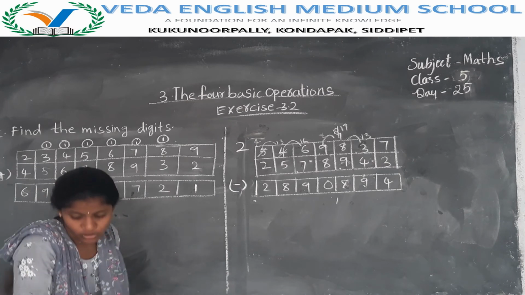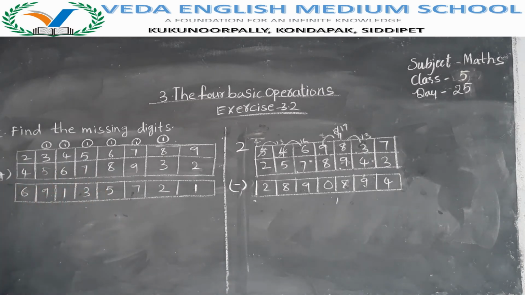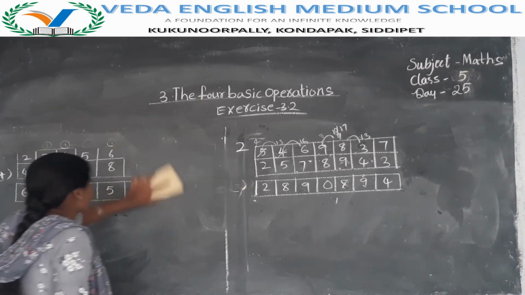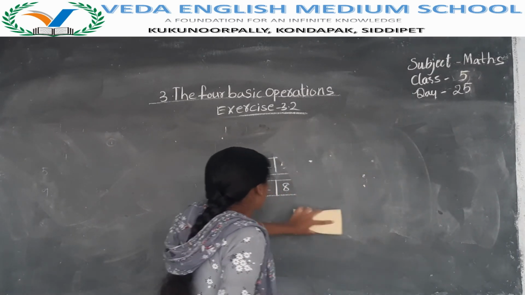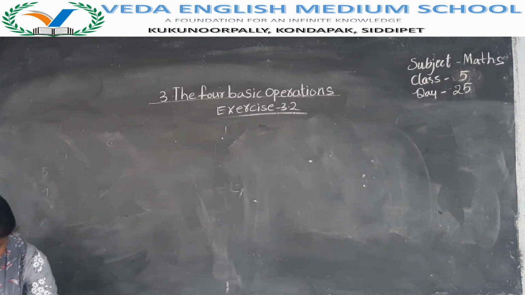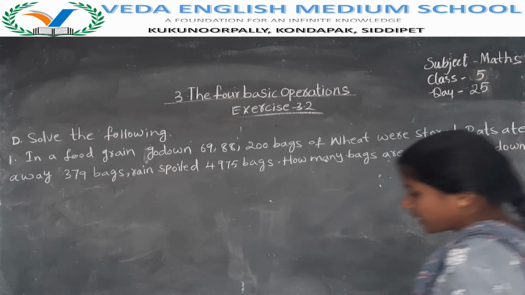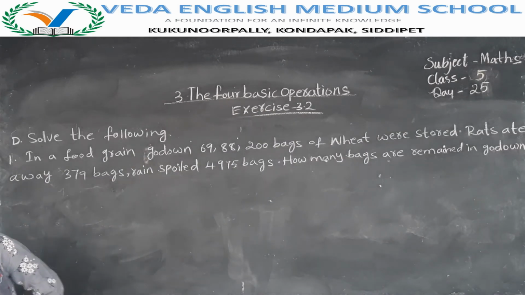Next, D bit. Solve the following in the D bit. We have what problems? We have 7 word problems. Okay, I'll explain one. Remaining all problems I will explain in the next video. Next word problem is D bit. First question is, these are word problems.